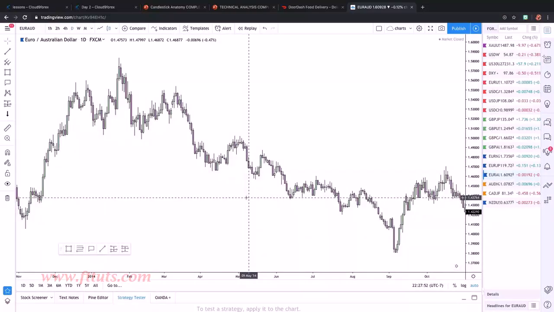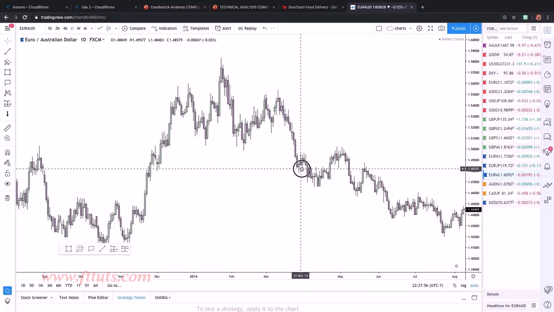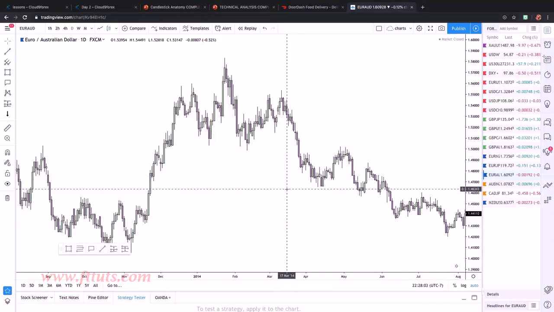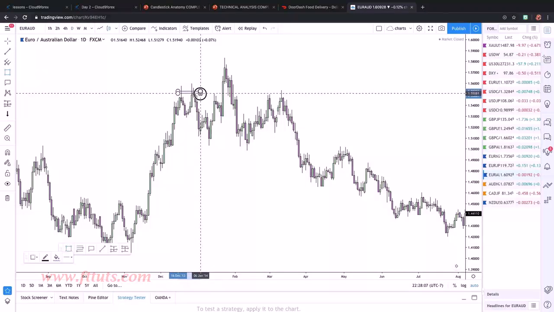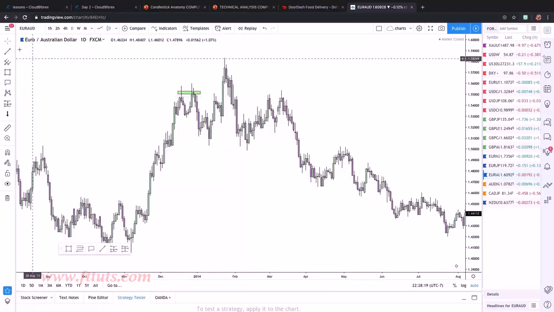So now looking at Euro AUD, we're looking on the daily time frame, and we're looking at a head and shoulders pattern. So we have our left shoulder. So again, for resistance, I like green. For purple, I like support, but it doesn't really matter what you use.